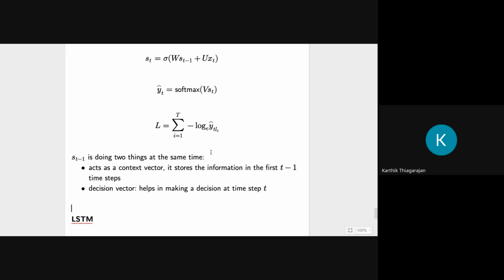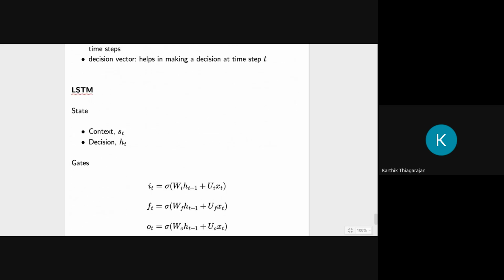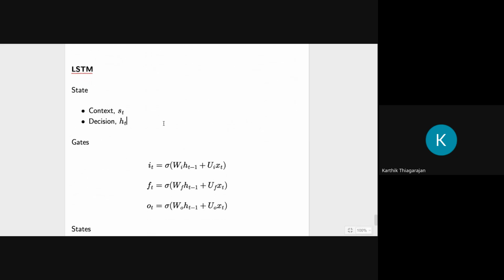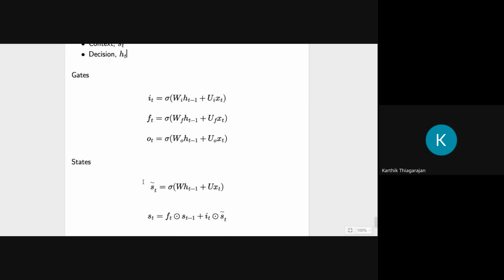So the LSTM solves this problem to some extent by splitting the context and decision into two vectors, ST and HT. The ST will keep propagating this state information from time step to time step, and finally, the decision making will be given to the vector called HT.